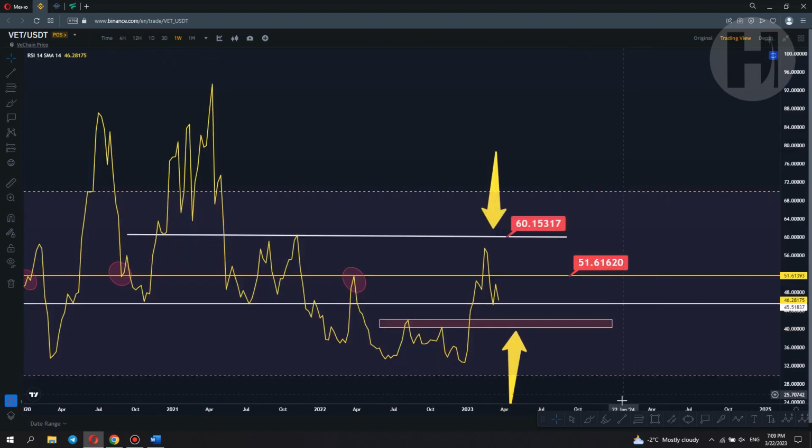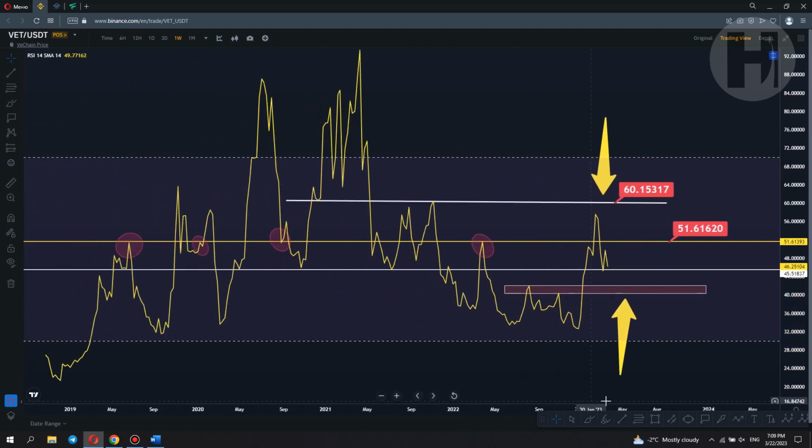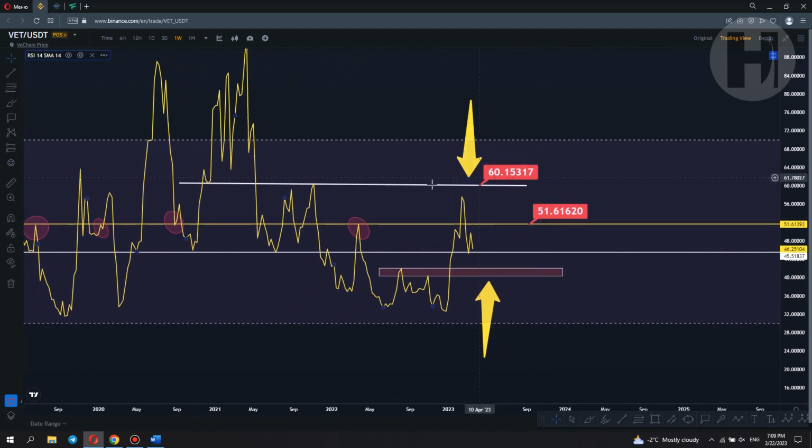If I take a look at the weekly RSI here, as you can see, we have a nice bounce off this index at 45.5, and we are moving back down once again. So this level here is going to be a nice buying opportunity, and the support block below is going to be a nice area to dollar cost average into Vechain as well. So keep this in mind, draw this out as well. And that should be everything now.